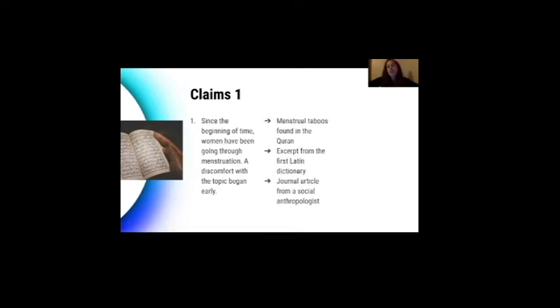She quoted sections of the Quran that talk about taboos about women who are bleeding and women who are expecting children. She had an excerpt from the first Latin dictionary refusing to talk about or to define menstruation, and a journal article from a social anthropologist. So she's building proof with these primary and secondary sources that directly relate to her claim.